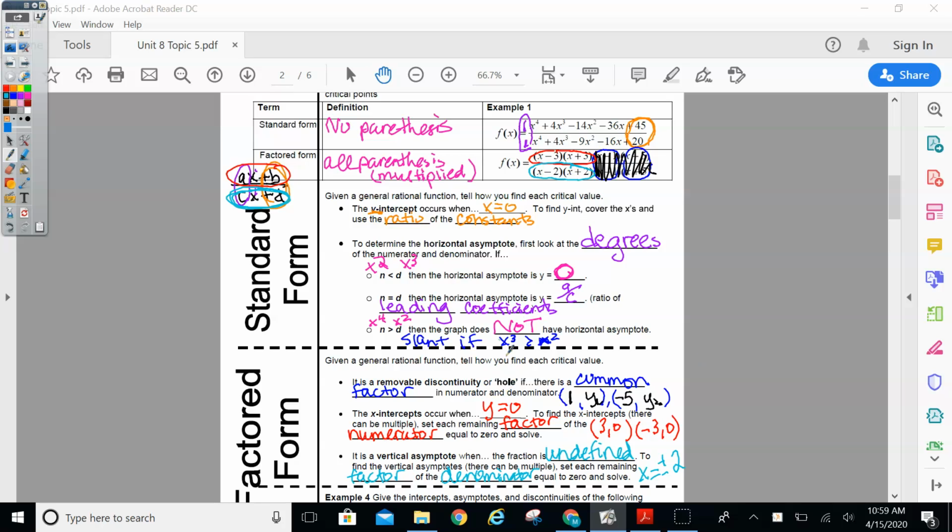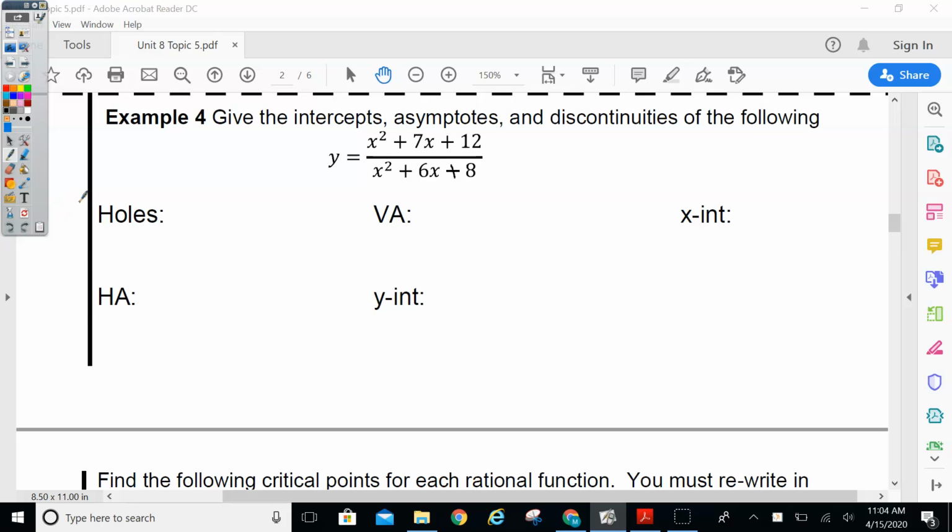The rest of it is just actually doing problems over it. So that's what we're going to be doing for the rest of these examples. Alright, so this first example here, all it wants us to do is identify the critical values, which are the intercepts, the asymptotes, and the holes.